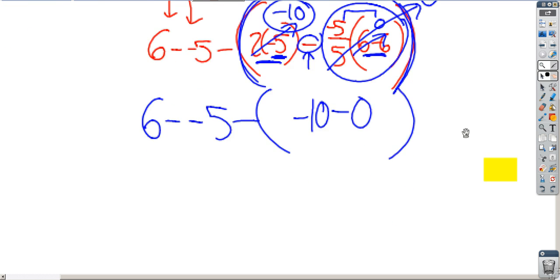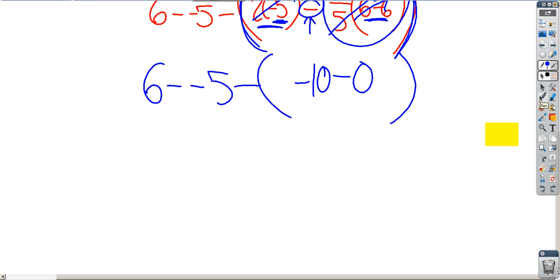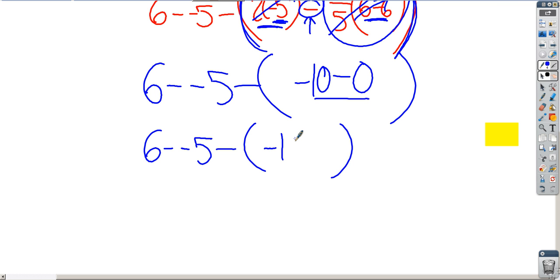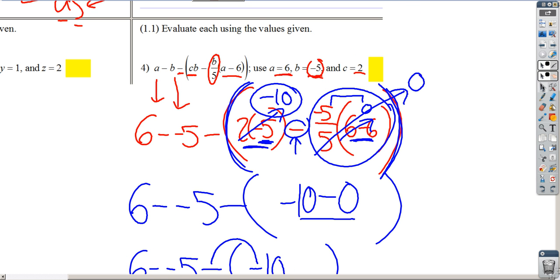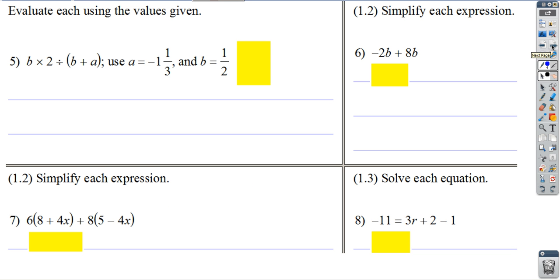Now we can simplify this. Again, PEMDAS says do the parentheses first, so negative 10 minus 0 equals negative 10. Then we distribute this negative to the parentheses. So 6 minus negative 5 minus negative 10. Subtracting a negative is like adding 10, and that's true also for minus negative 5, which is like adding 5. So 6 plus 5 plus 10 is 11 plus 10, which equals 21. Let's verify that, and there's the answer right here, 21. So that's a brief recap of PEMDAS.